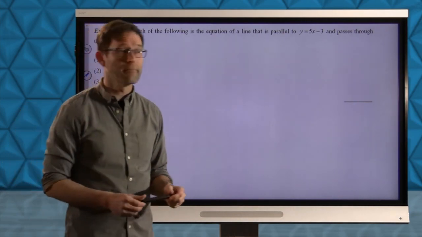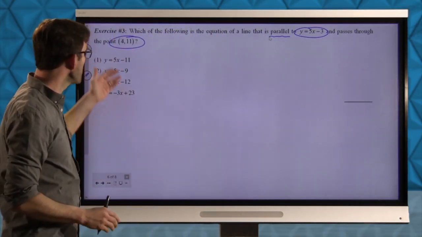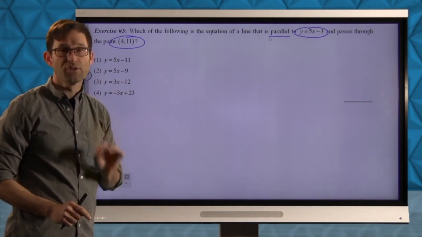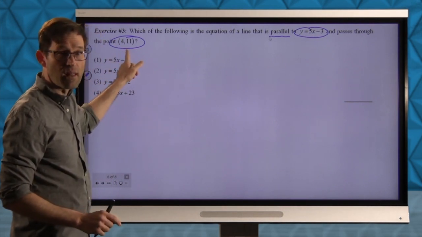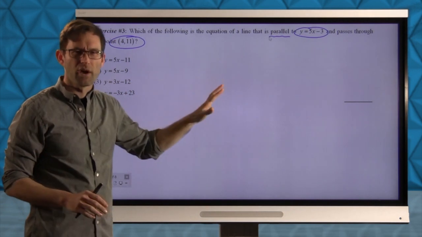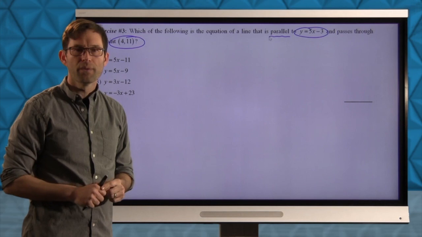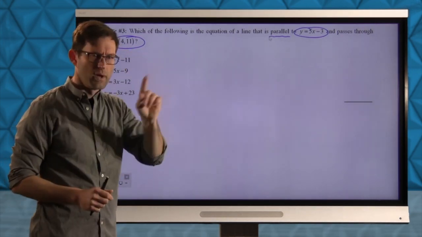in exercise number 3. All right, which of the following is the equation of a line that is parallel to this and passes through the point here? Now, the key on this is that all of these different equations are in slope-intercept form. But because I'm given a point that lies on this line, and I'm sort of given the slope of this line, we'll talk about that in a minute, then it's going to be easiest to first write it, in my opinion, in point-slope form.